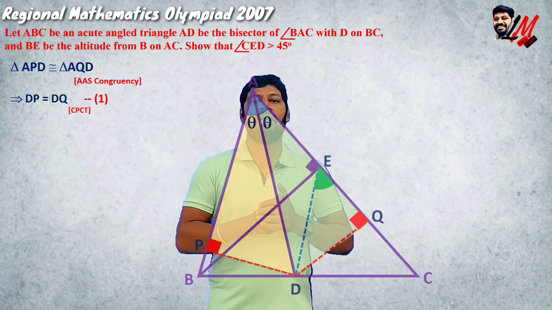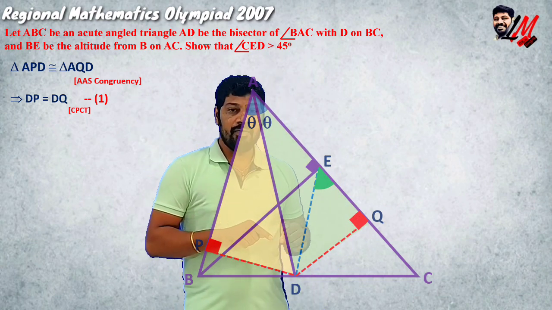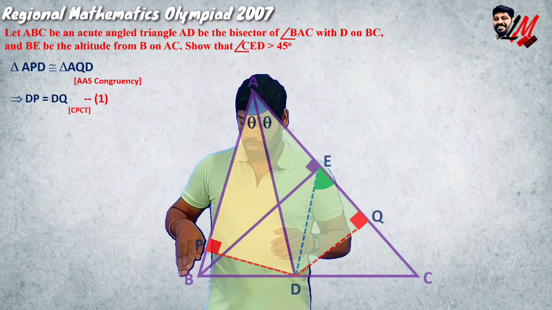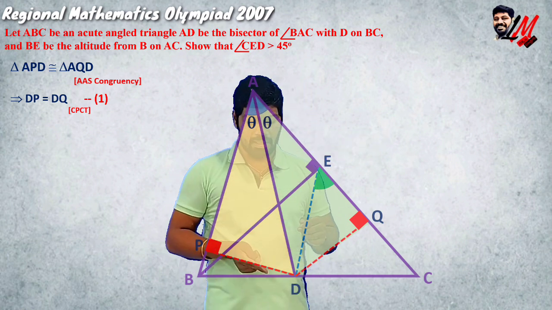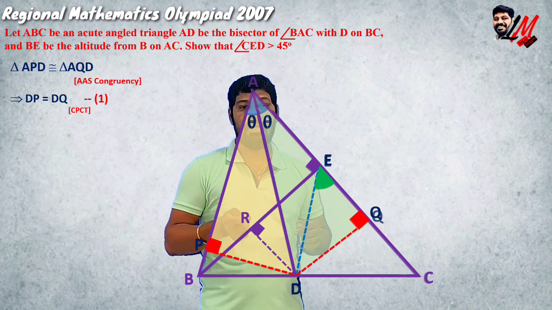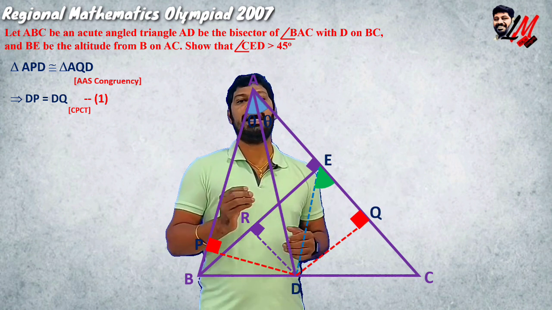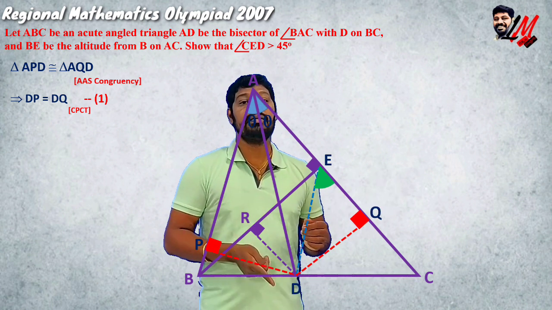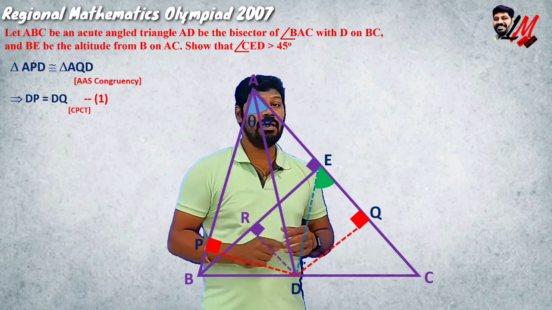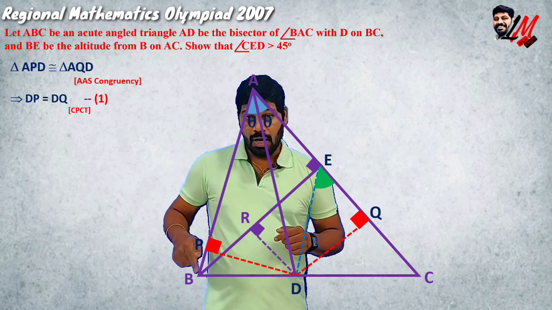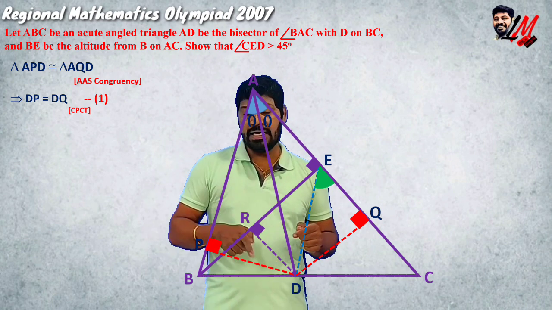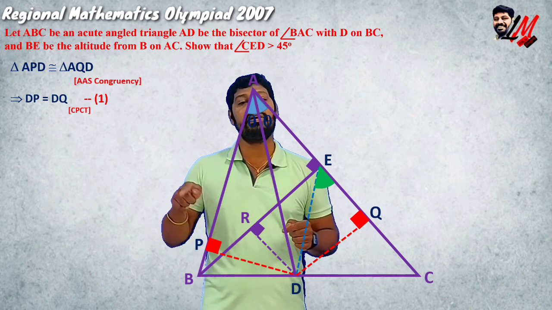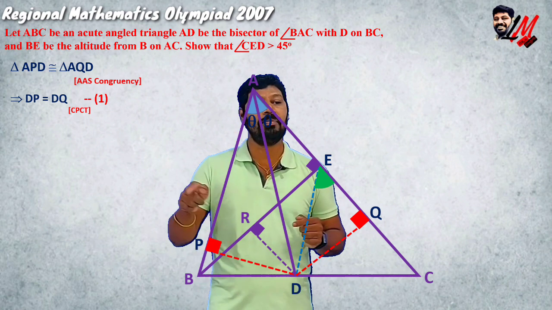Now one more small construction I am doing here. From D, on BE, let me drop a perpendicular. I call the foot R. DR is the perpendicular to BE. Now observe this carefully, DR and DP. Comparison between these two, DR and DP.